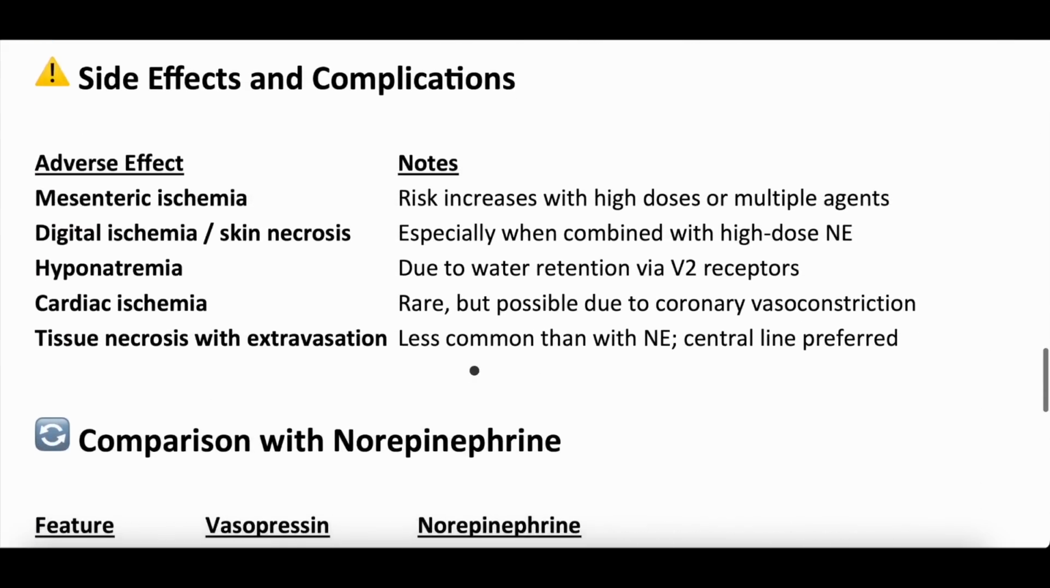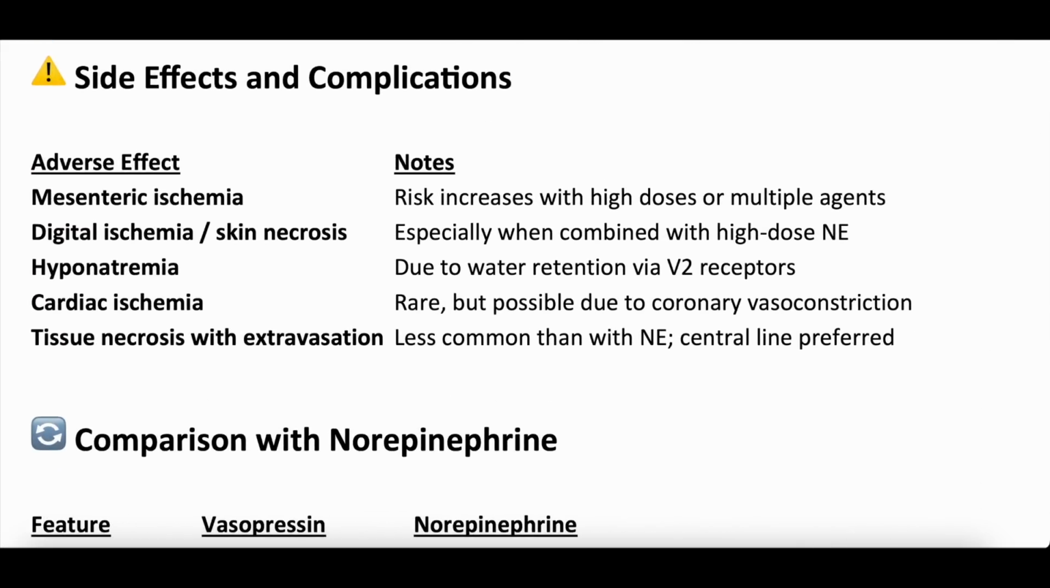Okay, what else? Side effects and complications of vasopressin. As we already implied, vasopressin can increase ischemia of everything, the digits and the gut being two of those things. So increased risk of mesenteric ischemia, increased risk of digital ischemia. All right, it can cause hyponatremia. Now, why is that, if you think about it for a second? Well, the V2 receptor, we said, increases water reabsorption in the kidney. So if you're increasing free water reabsorption, that can drop your sodium. So it can lead to hyponatremia.